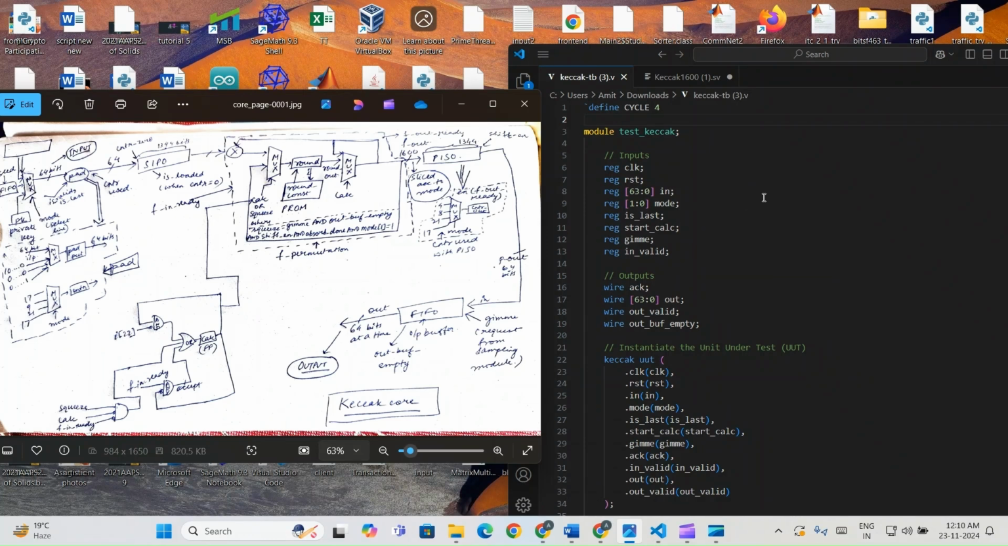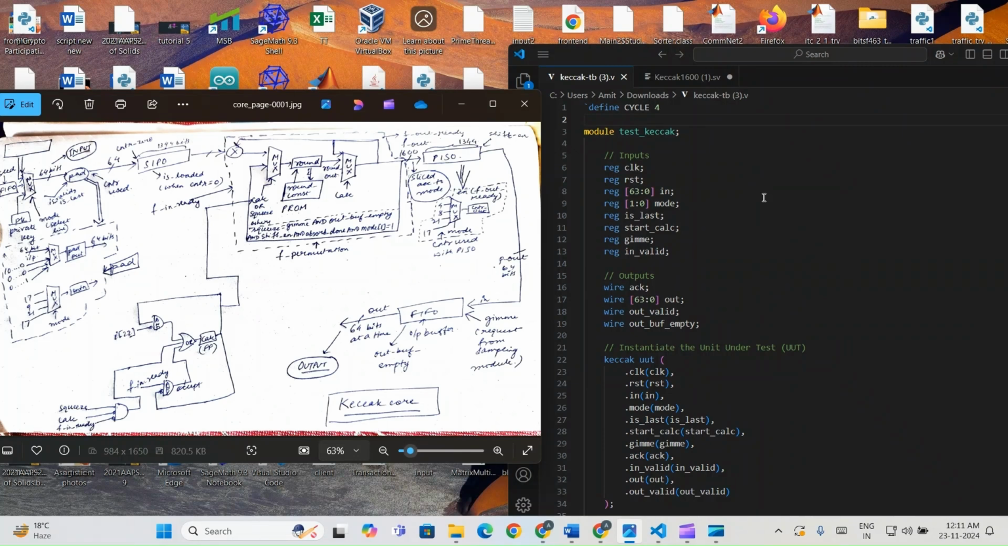Here, module declaration happens, and so this block declares the test bench for the Keccak core. It defines all inputs, that is clock, reset, etc., and output signals, ack, out, etc., required to test the core. We also see instantiation of the Keccak core happening here. The UUT, or unit under test, connects to the test bench.